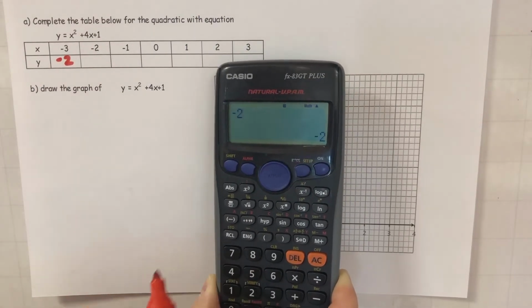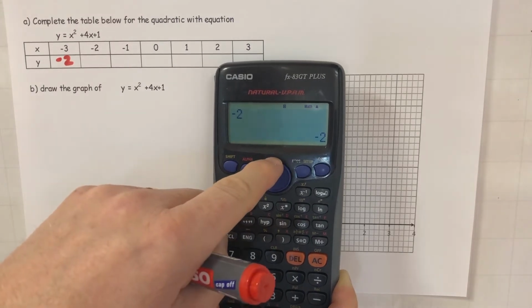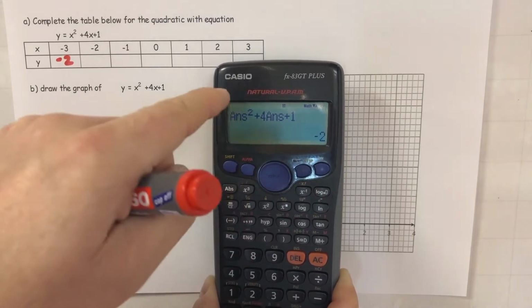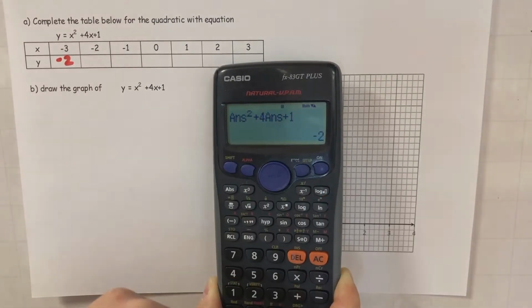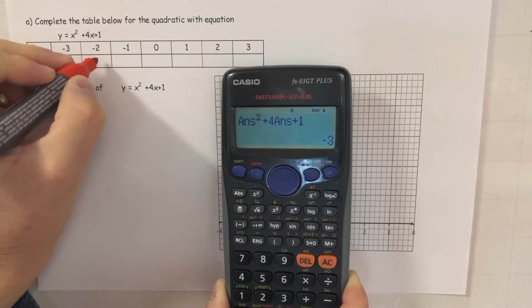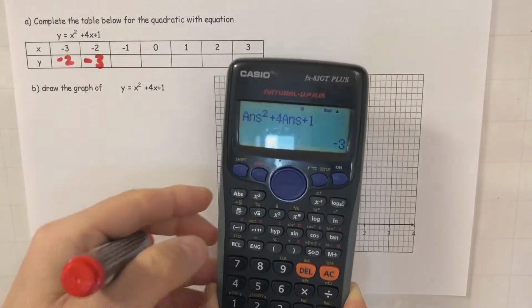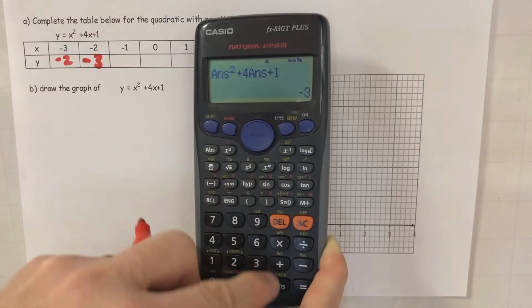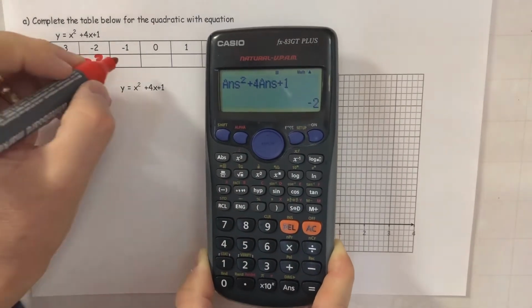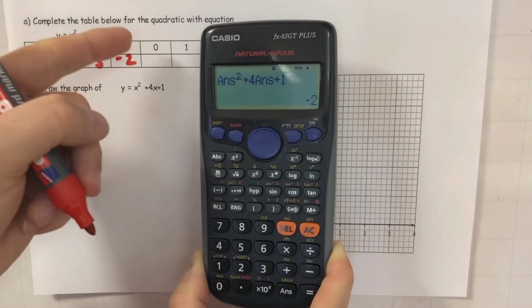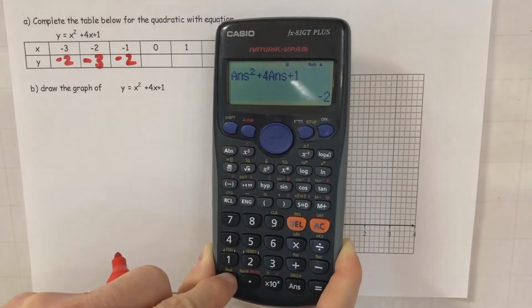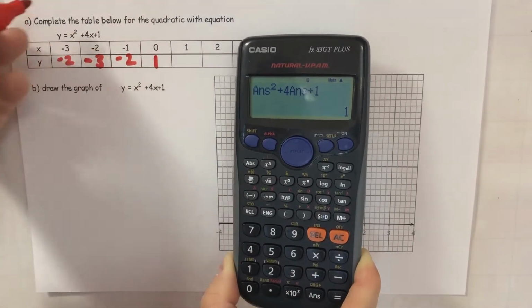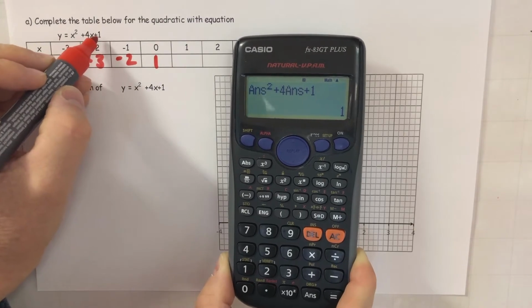-2, press equals. But if I hit the arrow up button here, it brings back the display of what I typed in previously. Answer squared plus 4 answer plus 1. If I press equals, it tells me that the next coordinate is -3. Repeat myself, so -1, press equals, arrow up, press equals, and I get -2. Now I don't have any negative coordinates to worry about, so nothing, press equals, arrow up, and press equals, 1, which I could have guessed anyway, because for 0 it's always that numerical value at the end.